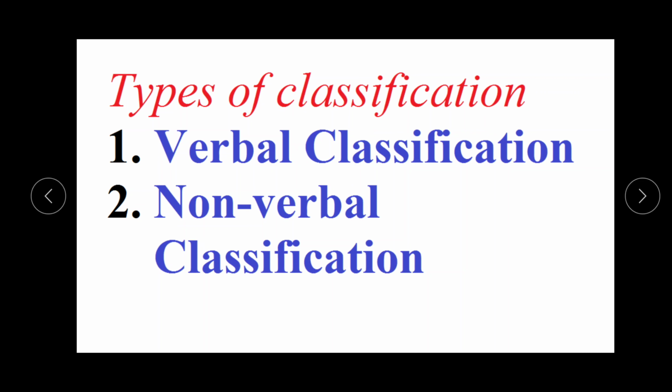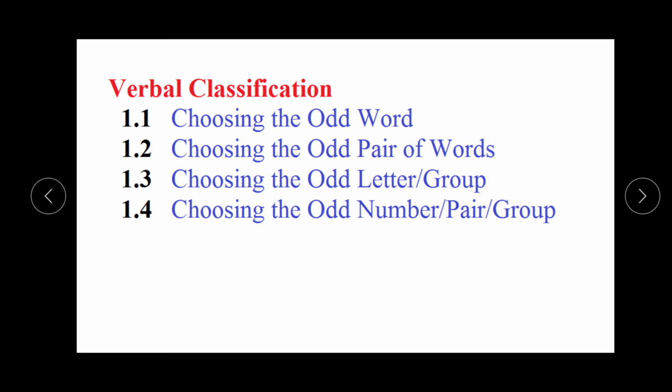Types of classification test. There are two types of classification test. The first one is verbal classification, and the second one is non-verbal classification. In the verbal classification, we will discuss these 4 points: number 1, choosing the odd word; choosing the odd pair of words; choosing the odd letter or group; choosing the odd number pair or group.